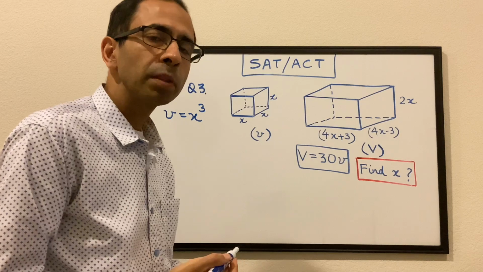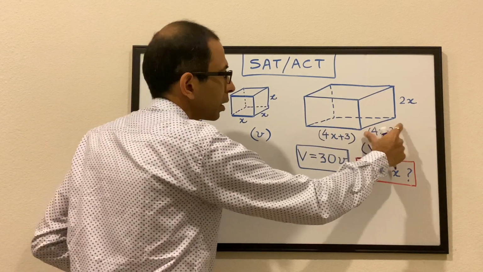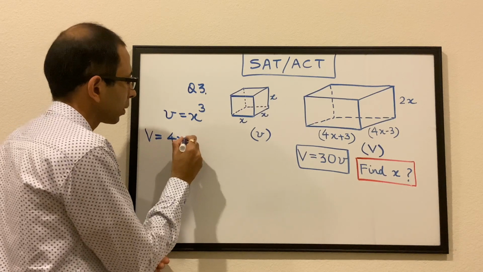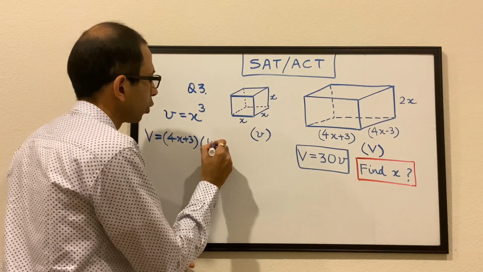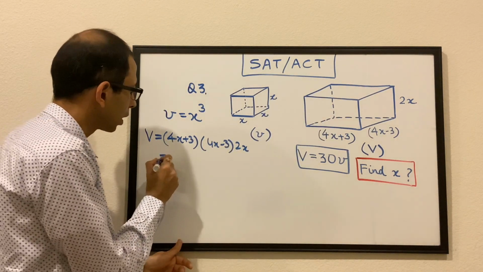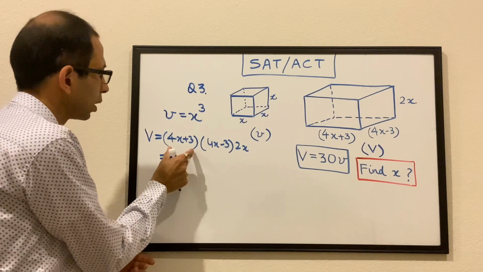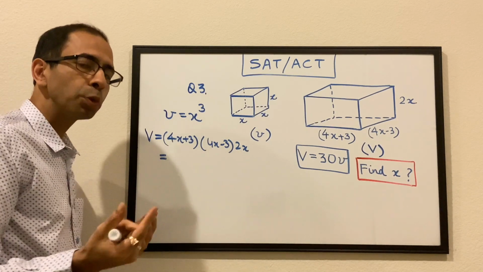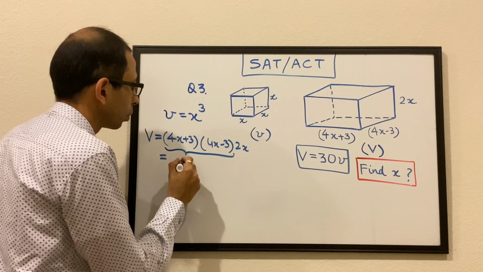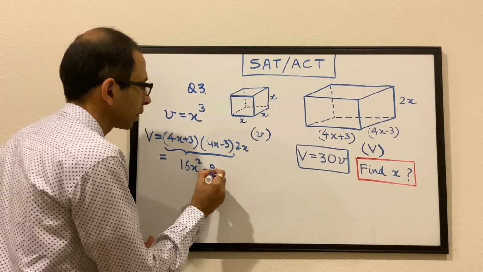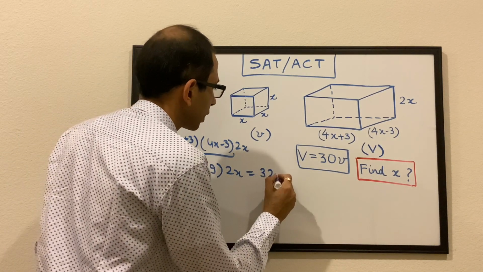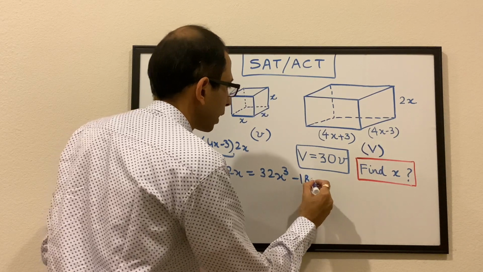Same case for the rectangular prism. The volume of a rectangular prism is length times width times height, right? So capital V is going to be (4x plus 3) times (4x minus 3) times 2x, correct? And we can expand this. Now this is obviously of the form (a plus b) times (a minus b), so we can use difference of squares to multiply that. So it comes out to be 16x square minus 9, and then times 2x, which gives us 32x cube minus 18x.